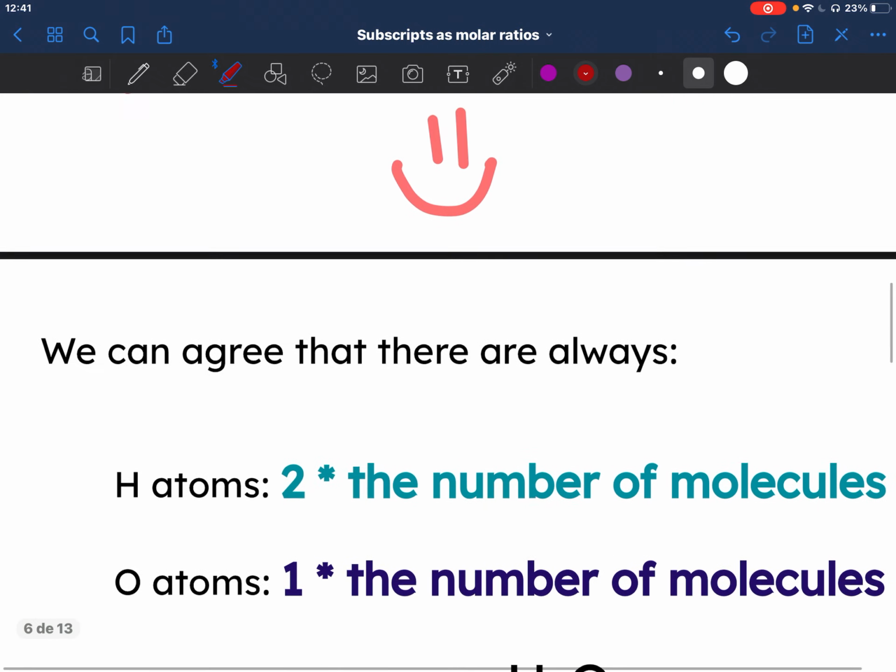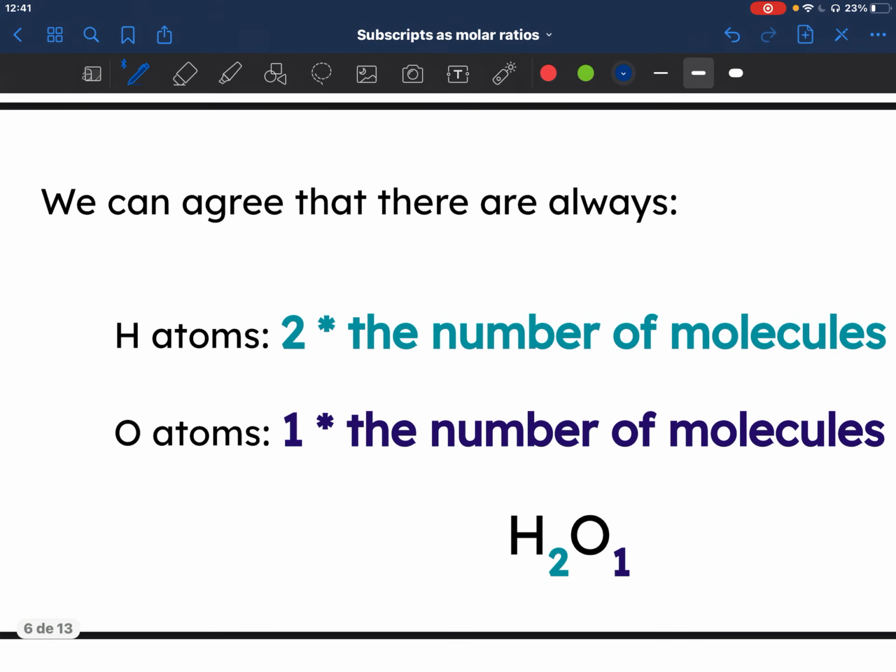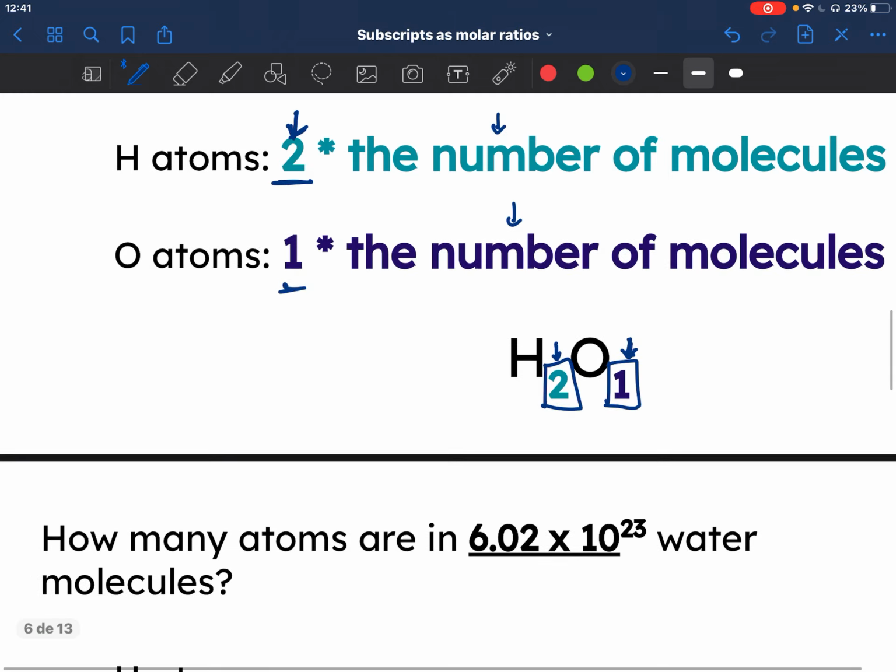All right, so let's scale up again. One thing to notice before we do that, this statement we just agreed to, notice these numbers, this 2 times the number of molecules and 1 times the number of molecules, those are actually our subscripts. Generally for H2O, we don't write this 1 because it's implied, but these numbers, the amount of atoms, actually come from the subscripts. So an important thing to notice as we move forward.